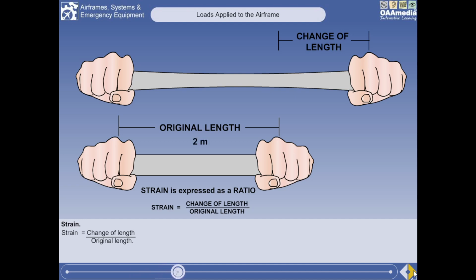In our extreme example shown here, the original length of the material is 2 meters. When a tensile load is applied, its length increases to 2.5 meters. This gives it an increase in length of 0.5 meters. Therefore, the strain being felt by this material is 0.5 divided by 2, which is 0.25.